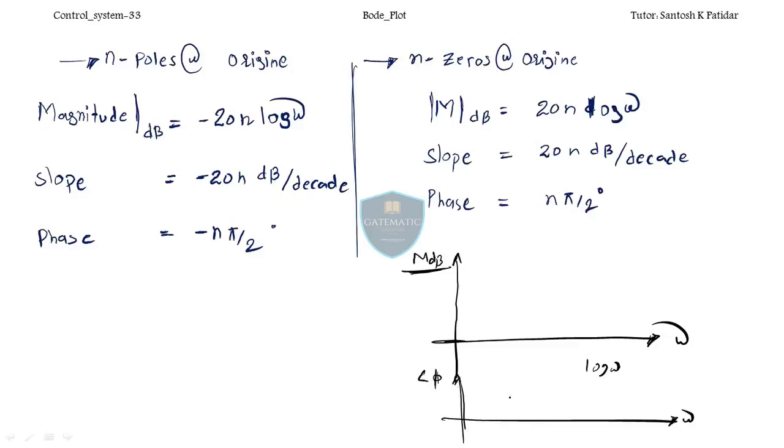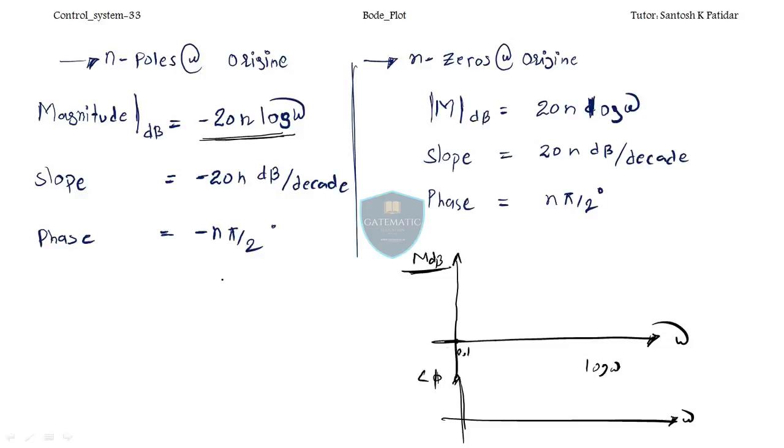So, for the poles, the magnitude will be minus 20 n log omega. It starts from 0.1, then 1, and like this it will go. It's not exactly 0 because log 0 is not defined. So the starting frequency is 0.1.